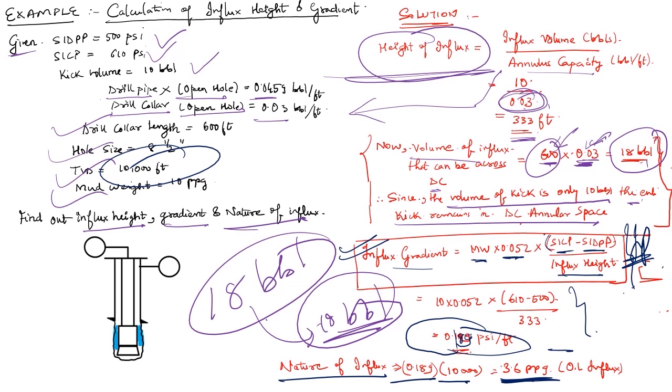Now again we know if my influx lies between 1 to 3 pound per gallon, it is a gas influx. If it lies between 3 to 8, it's an oil influx, and if it lies between 8 to 10, then it is a water influx. Since it is 3.6, I can say that this particular influx is oil.